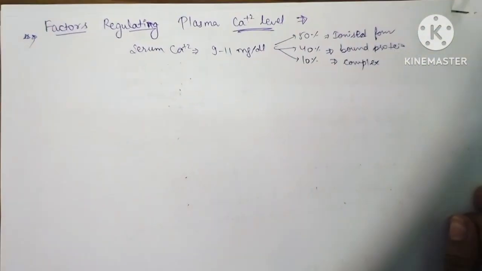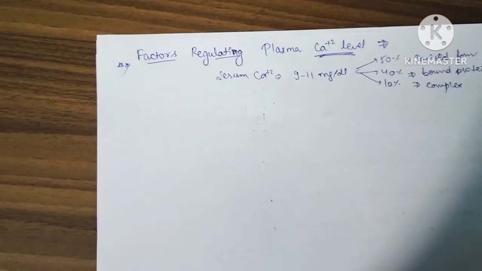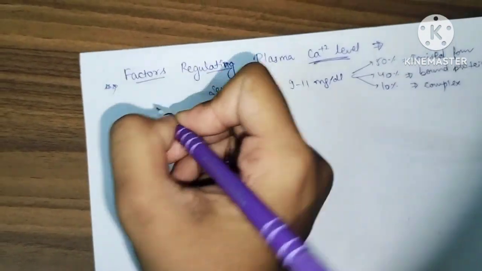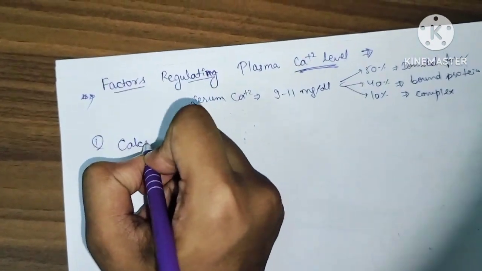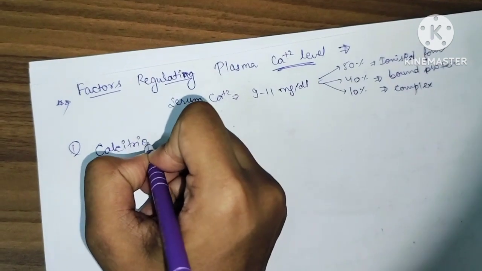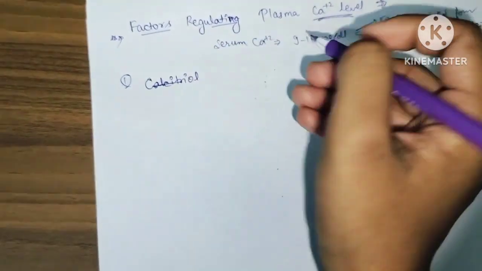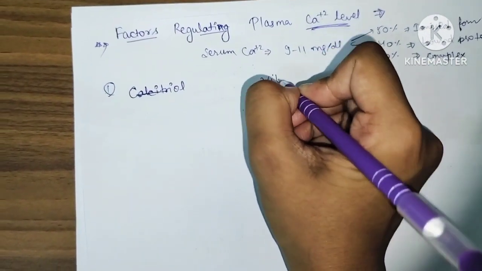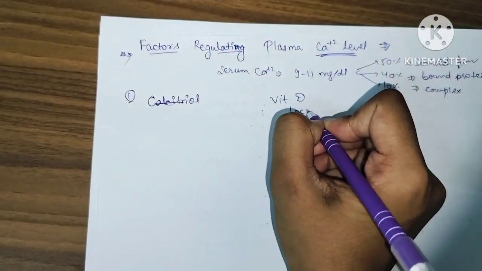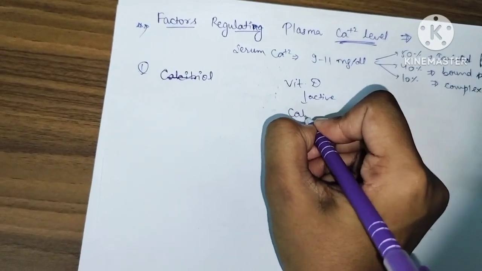The serum calcium regulation is by 3 hormones. First is the calcitriol, second is the parathormone, and third is the calcitonin. The calcitriol is the physiologically active form of vitamin D.